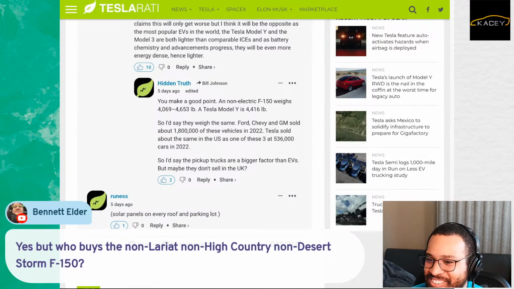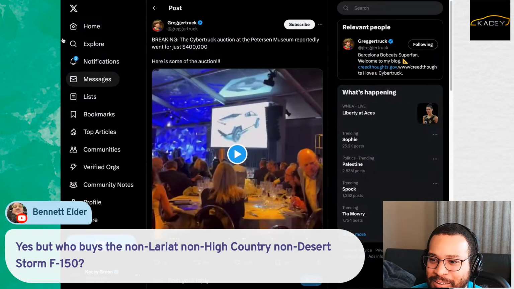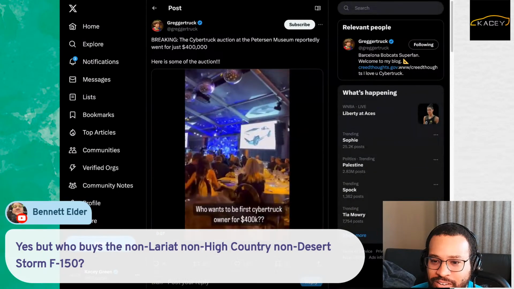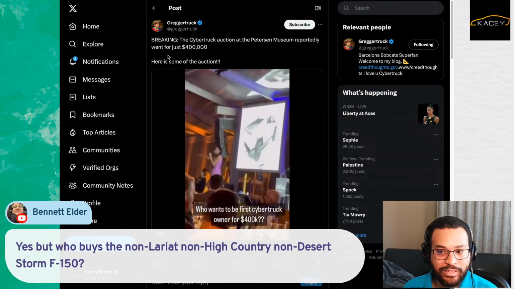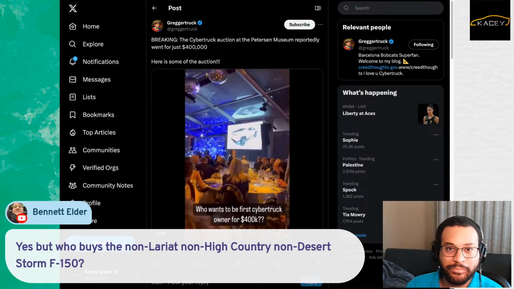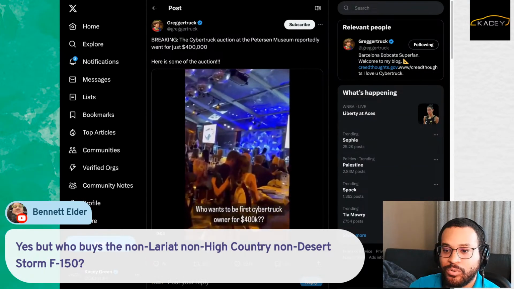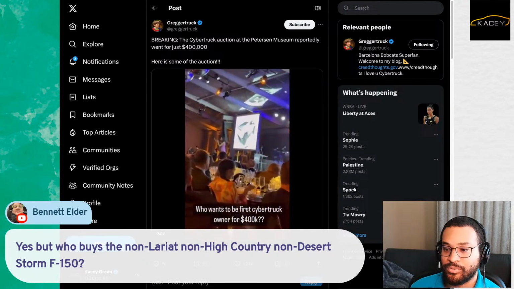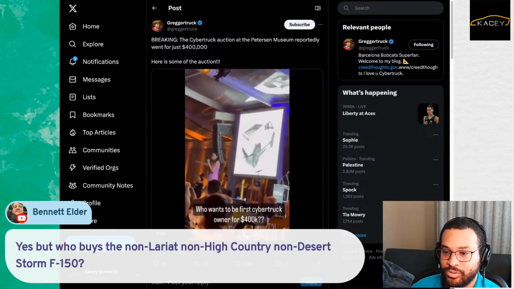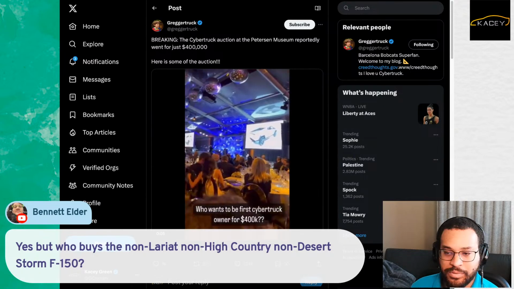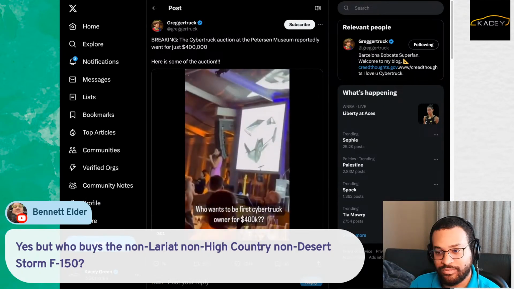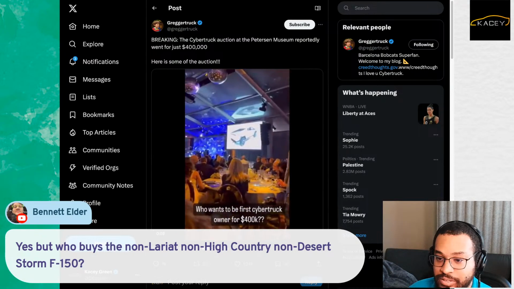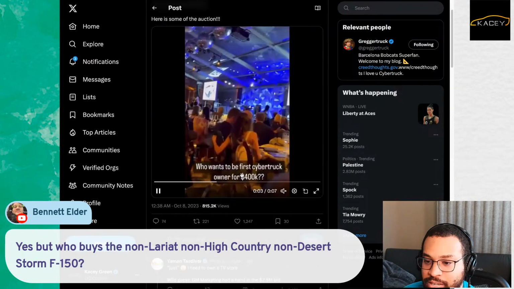Gregor Truck shares this with us. So we talked about on here and on the Tesla Live show that the Cybertruck auction at the Peterson Museum was going on, and it was won for $400,000 for the first Cybertruck sold. Doesn't mean the first one delivered, but this is the first Cybertruck sold to a customer. 400,000. Here's some of that auction.